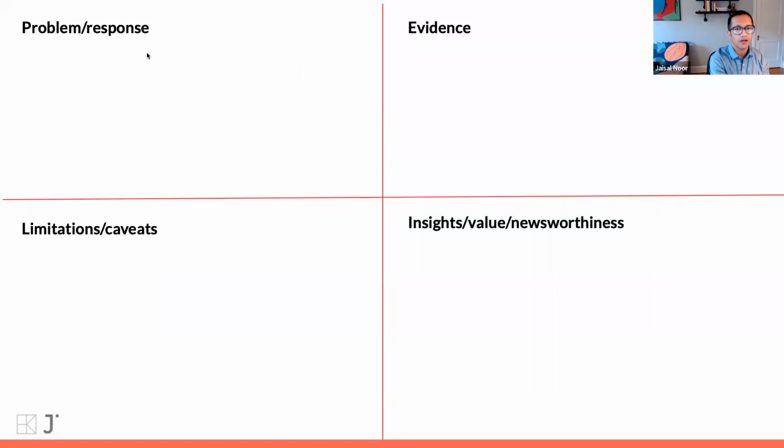Yes. So as you're going along, just jot down the problem and the response, what evidence is mentioned, what the limitations or caveats are, and then the insight that is included in the article. And we'll give you all about 5 minutes to do that. To read the article or to? Yeah, to read the article. Okay. And then we'll work on the responses together.